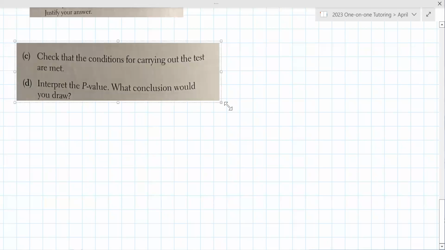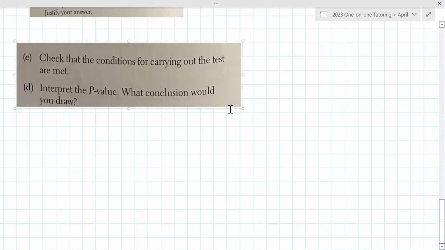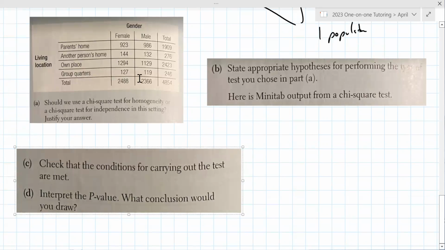Part C, check that the conditions for carrying out the test are met. The one main one we talked about last time is that the expected counts have to be greater than 5. It appears that in this Minitab output, the expected counts are in the second row of each cell. And they all are bigger than 5. Yeah, they're very much bigger than 5. And I think there were some other ones like independence, randomness, something like that. You can look those up in the book.